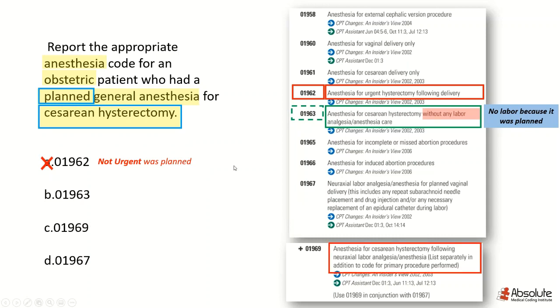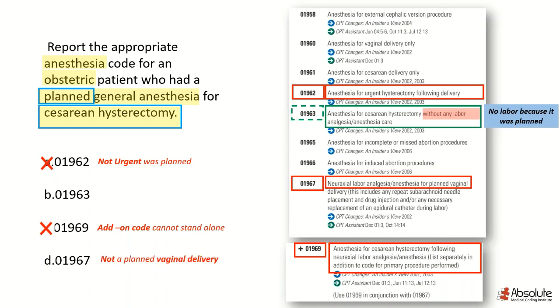We need to check out the following answers. We already know straight off the bat we could have taken 01969 off. It does not matter what it reads because it is an add-on code and we would not allow that to stand alone. So that one is out of there. 01967, neuraxial labor anesthesia. No mention of that at all. This was neuraxial labor anesthesia for a planned vaginal delivery. That was not the case, and so we already know 01963 is a firm code, and that is our correct code.